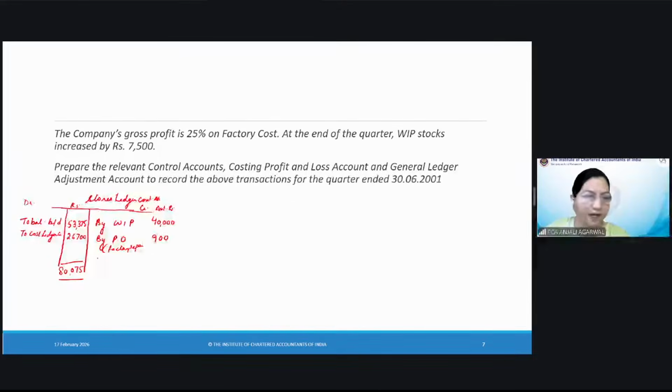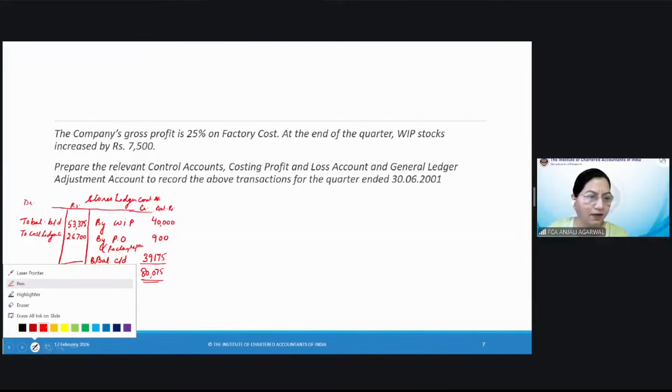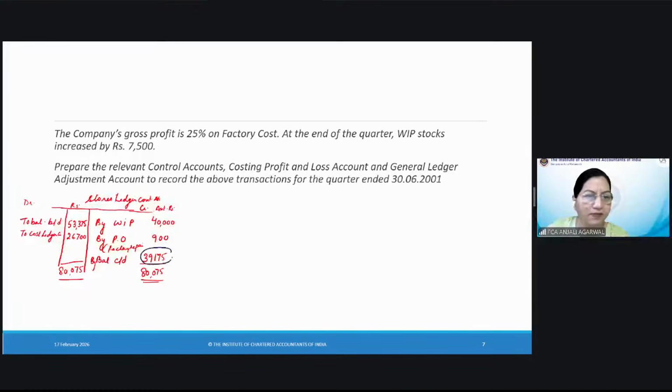So balance carried down is 39,175. So the total is 80,075. Okay. I will mark this. This is the balance of the stores which is remaining with us.